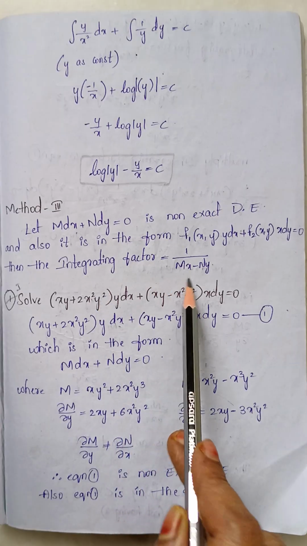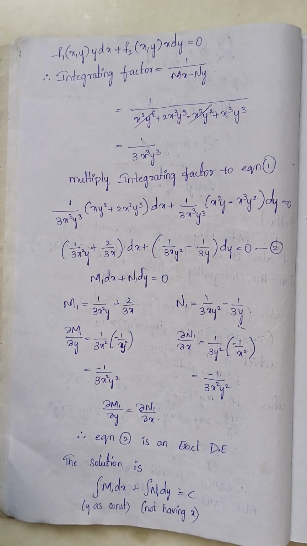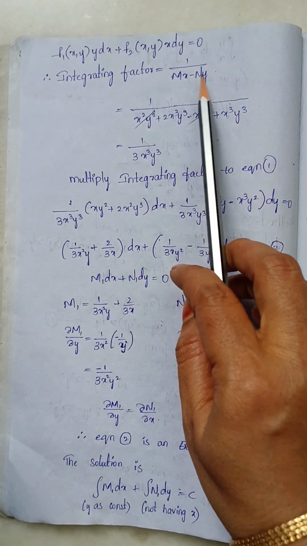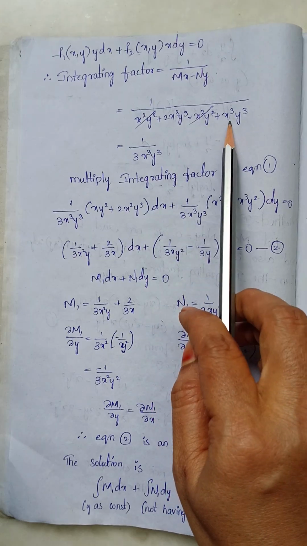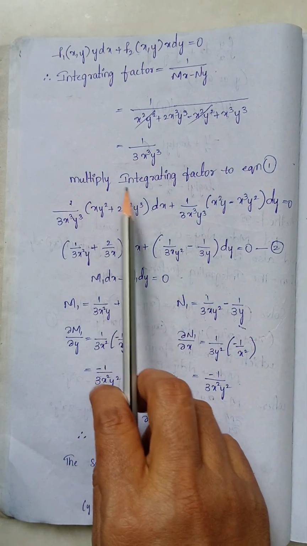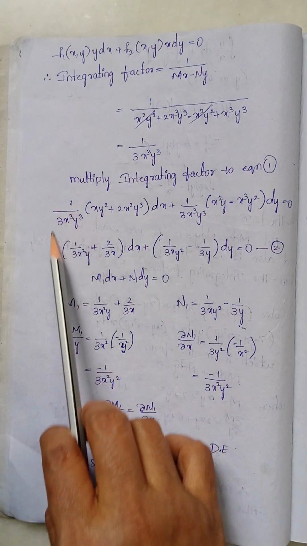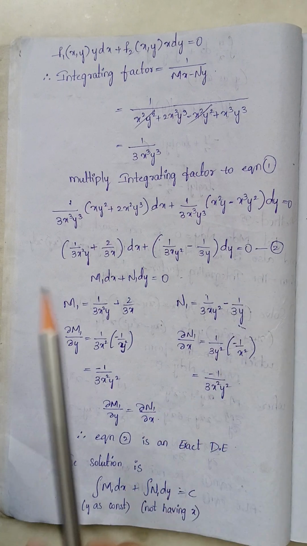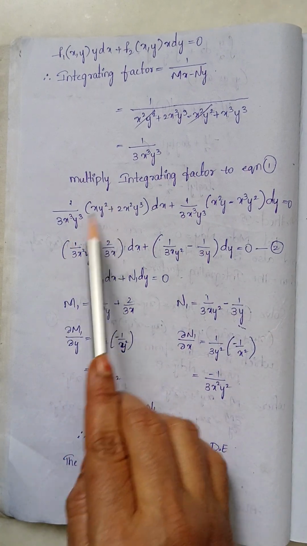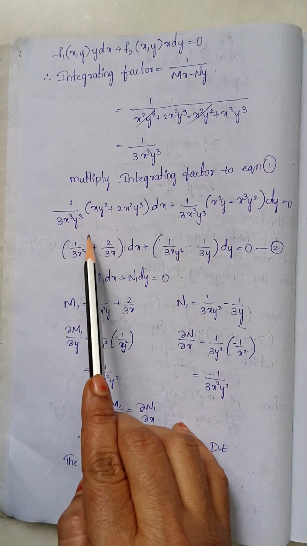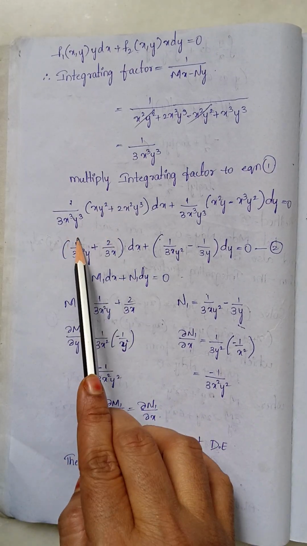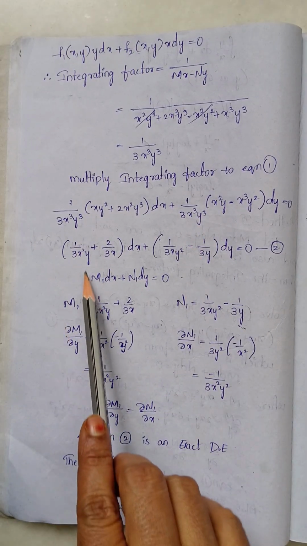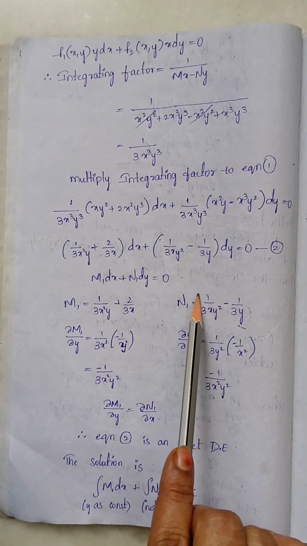Then the integrating factor will be 1/(Mx - Ny). So 1 by M into x minus N into y. After cancellation we are getting 3x³y³. Now multiply this integrating factor to the given equation, the first term times this plus the second term times this equal to 0. Now split these terms: xy squared divided by this, x gets cancelled, so 1/3 into x squared y. Similarly we can do it for every term, and split the terms. Then it will become M1 dx + N1 dy = 0.